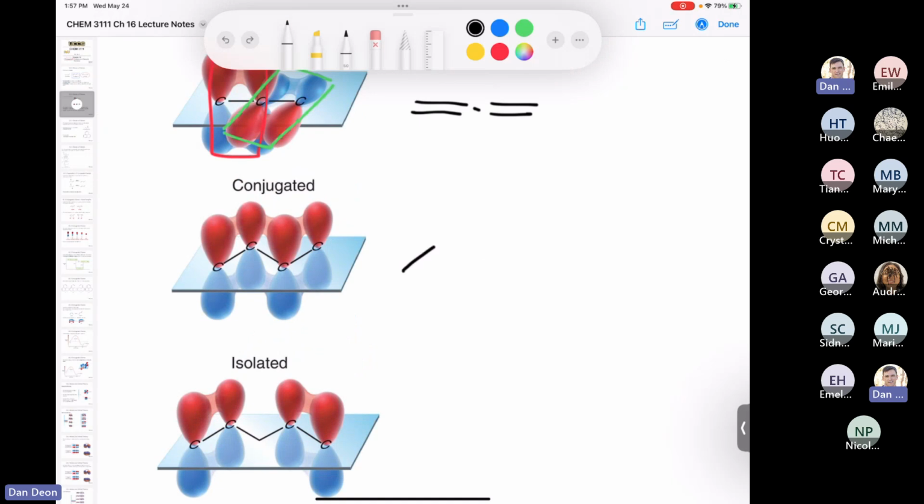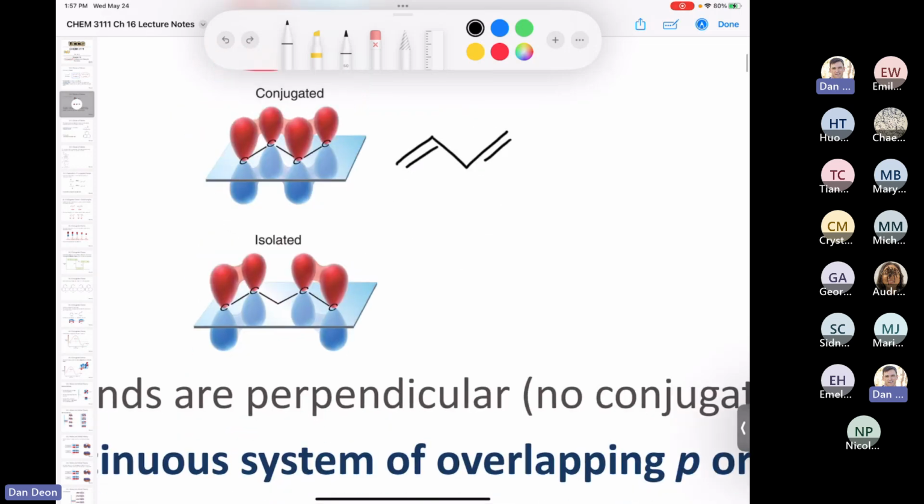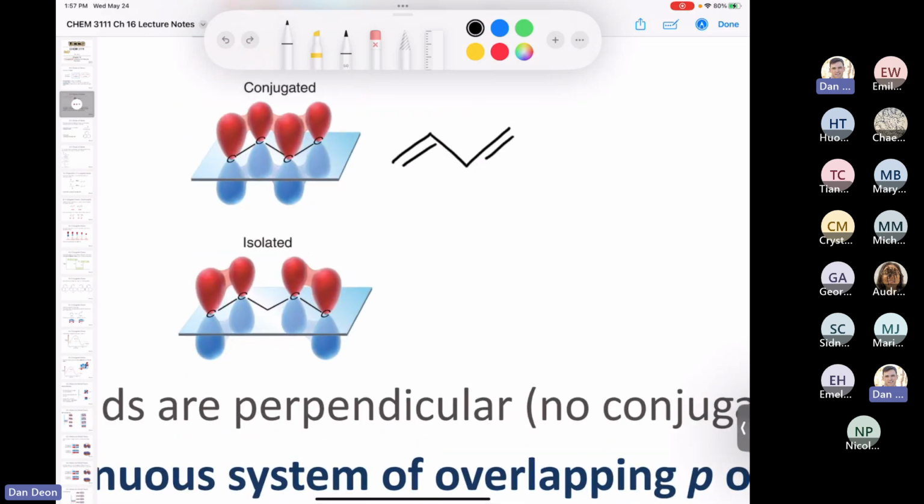So this would be showing the orbital overlap of 1,3-butadiene. If you have 1, 2, 3, 1,3-butadiene is what you would call this molecule. Again, every carbon in here has an unhybridized p orbital, and you can get complete orbital overlap across the entire thing. And then when you have something that's isolated, like this one here, you get a double bond here, then you've got two single bonds.